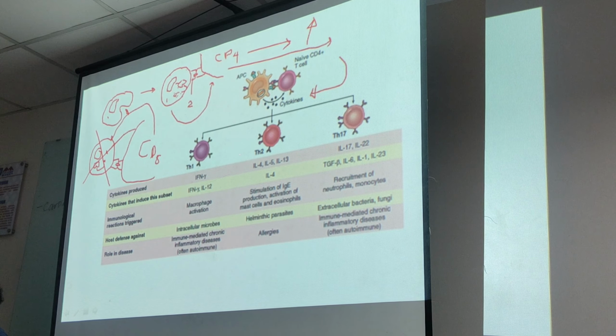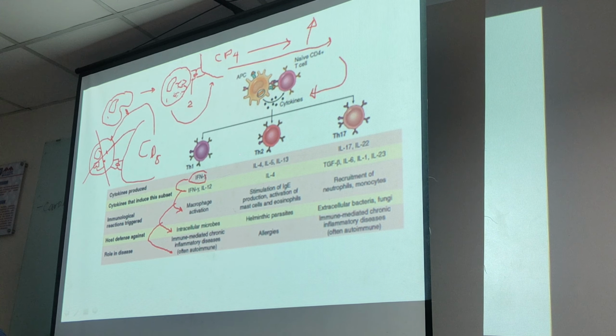Alright, we have also other types of T helper cells: 1, 2, and 17. T helper 1 produces interferon gamma, a potent activator of macrophages. It is important in defense against intracellular microbes, and in pathologic conditions, it's associated with autoimmune diseases.